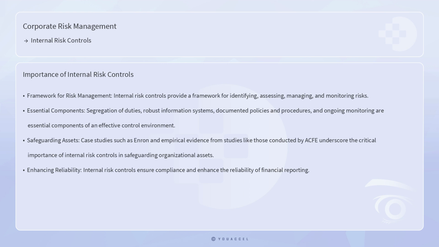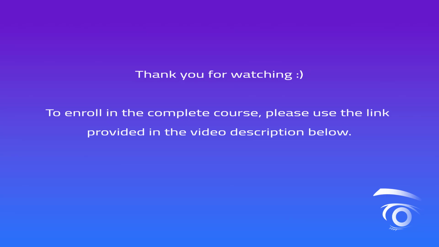In conclusion, internal risk controls are a cornerstone of corporate risk management, providing a framework for identifying, assessing, managing, and monitoring risks. The principles of segregation of duties, robust information systems, documented policies and procedures, and ongoing monitoring are essential components of an effective control environment. Case studies such as Enron and empirical evidence from studies like those conducted by ACFE underscore the critical importance of internal risk controls in safeguarding organizational assets, ensuring compliance, and enhancing the reliability of financial reporting. By fostering a strong risk culture and continuously evaluating the effectiveness of controls, organizations can mitigate risks and achieve their strategic objectives. This concludes the lesson.